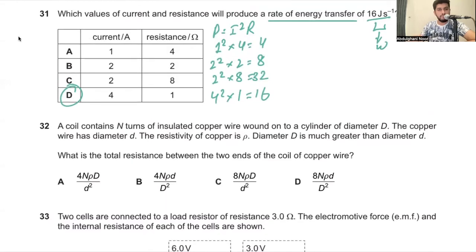A confusing one. A coil contains N turns of insulated copper wire wound to a cylinder of diameter D. The copper wire has a diameter lowercase d. The resistivity of copper is rho. The diameter capital D is much greater than the diameter small d. Okay, so there's too much happening here, and that too with symbols as opposed to numbers. So थोड़ा वैसे ही confusing हो जाता है. What is the total resistance between the two ends of the coil of copper wire? ठीक है. The formula is R is equals to rho L upon A.